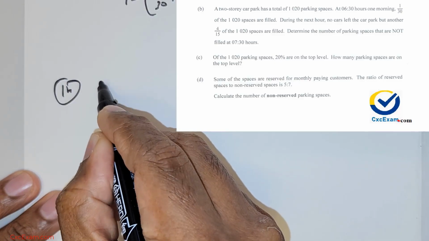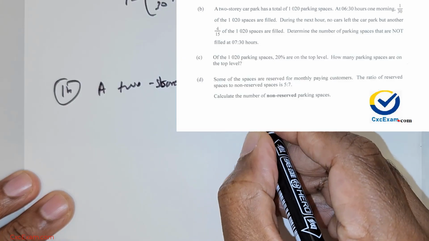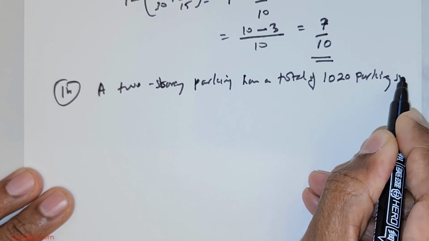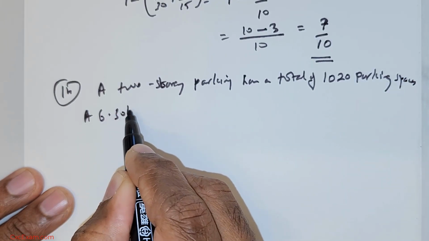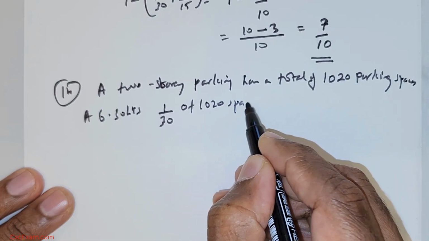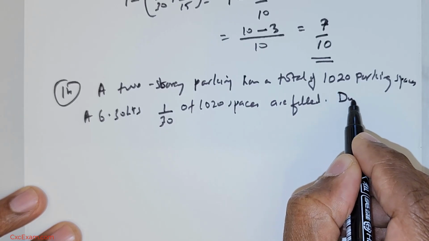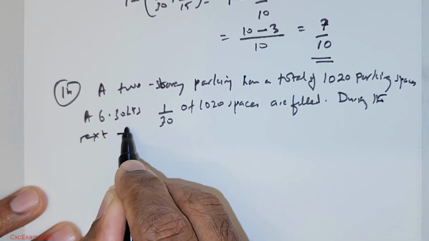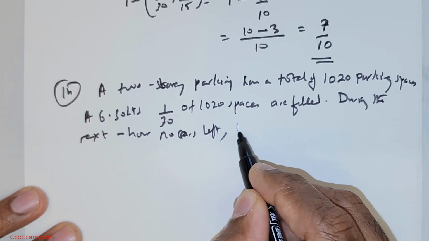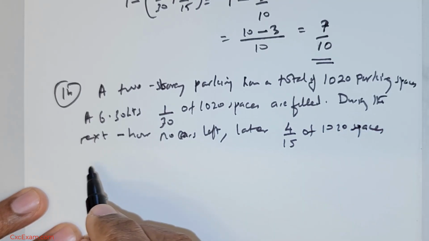This is 1B. Now it states that a 2-story parking has a total of 1020 parking spaces. Now at 6:30 hours, 1 over 30 of the 1020 spaces are filled. Now the question states during the next hour, no cars left, and later 4 over 15 of the 1020 spaces are being filled.